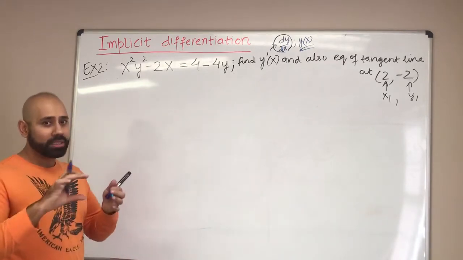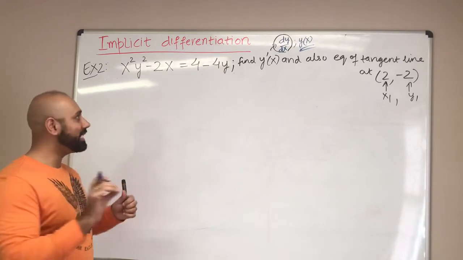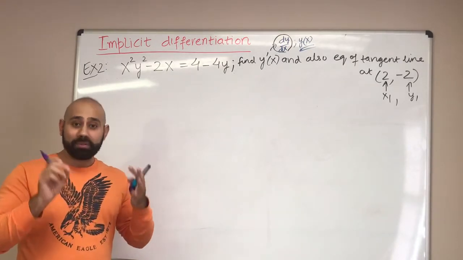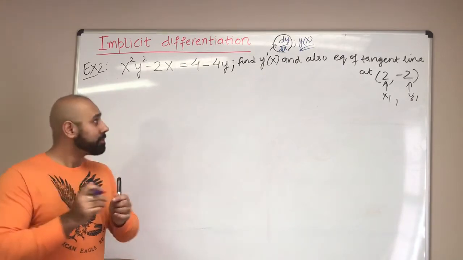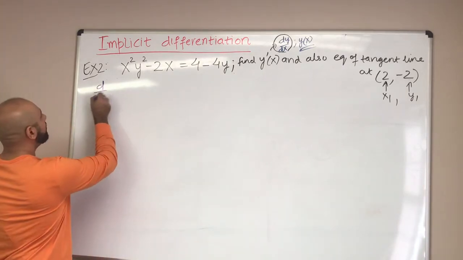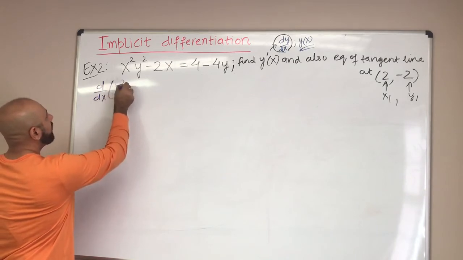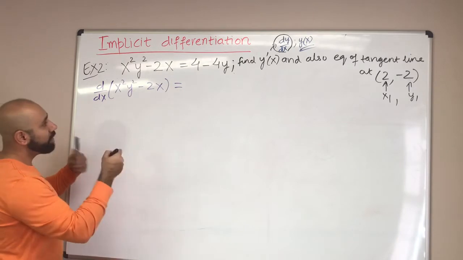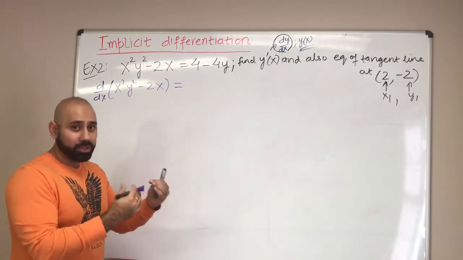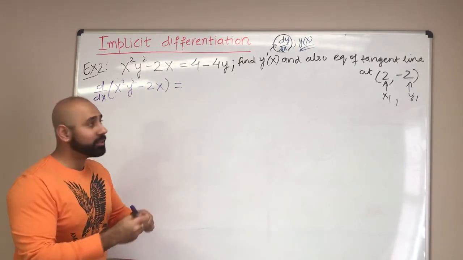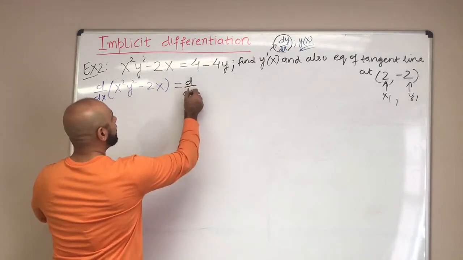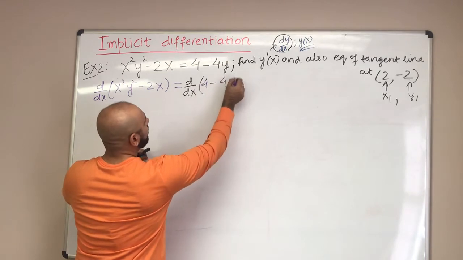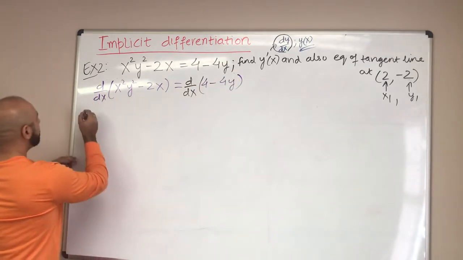So let us start doing it. Guys, we want to write all the steps clearly so that we don't make any mistakes. And keep in mind, we should know that y is a function of x. It's y of x, okay? So apply derivative on both sides, so it's d over dx of x square y square minus 2x. And if I apply derivative on the left hand side, we have to apply derivative on the right hand side, because whatever we do to the left hand side, we got to do the same thing to the right hand side. So it is d over dx of 4 minus 4y.